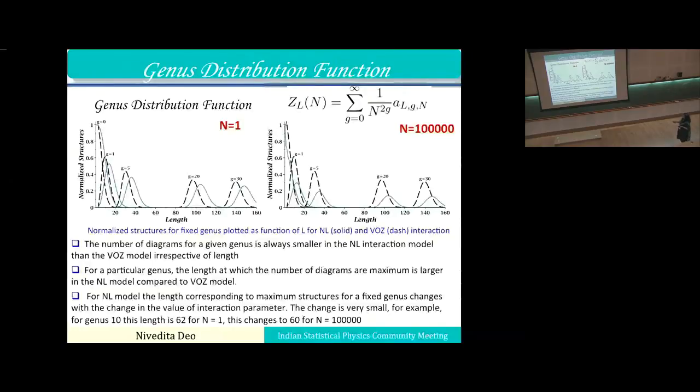And from here, we've calculated the genus distribution function, which is the normalized structures versus the length at fixed genus. So this is a comparison between the model that we have and the model that Orland and Zee had. The important point is that the experimental genus 1 curve that we saw, experimental meaning from the data, is this one. And because one has a parameter, one can dial the parameter to fix the correct height.